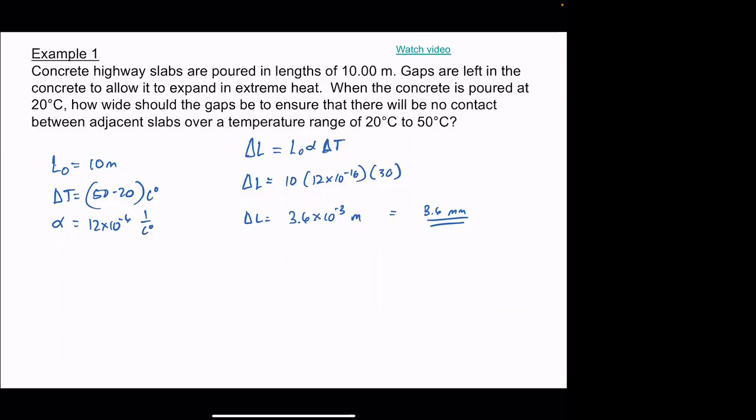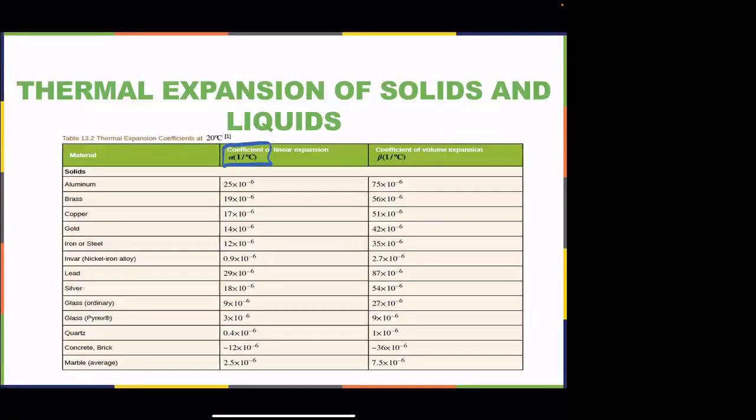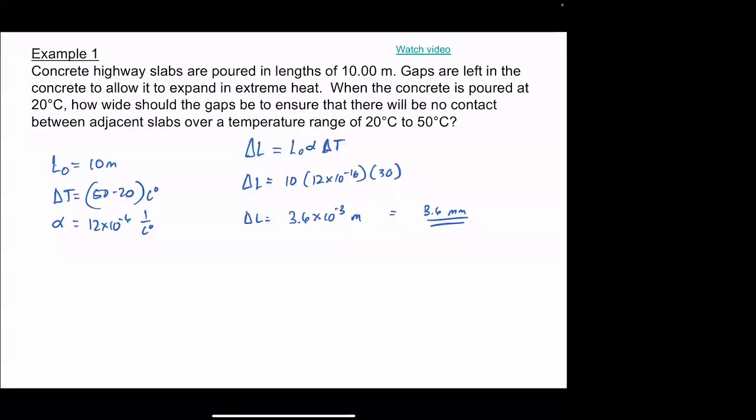Where'd you get the 12 and the 10 to the minus 6? On this chart. See it down there? You see it? Yeah. Any other questions here? Seems pretty straightforward. That is pretty straightforward.